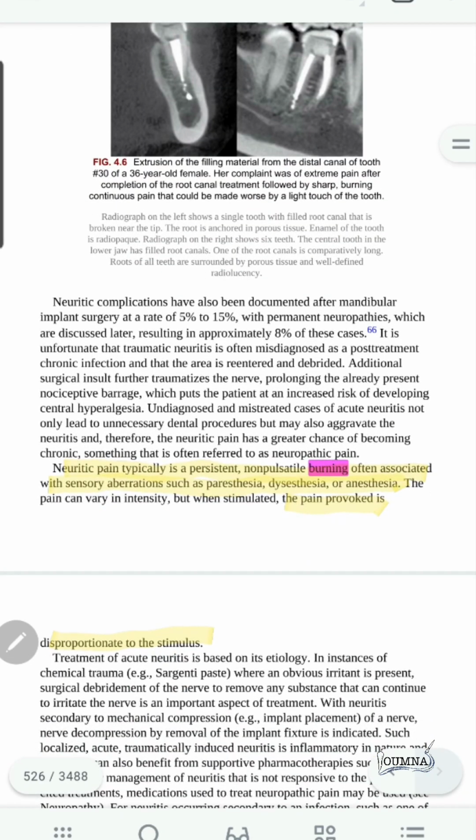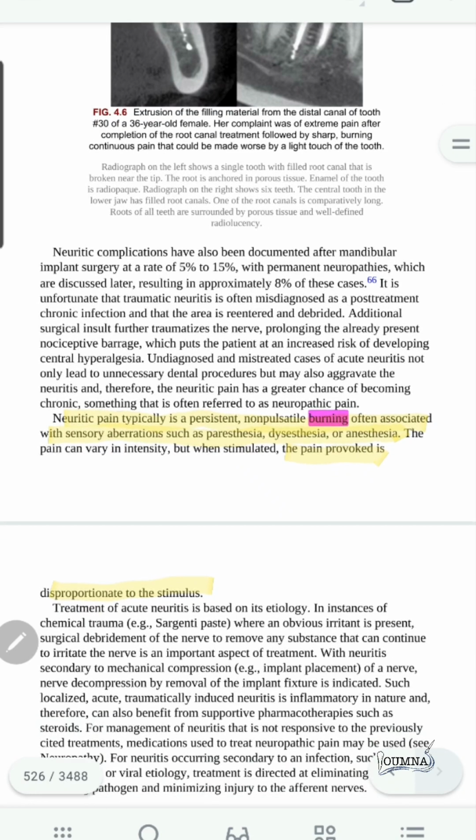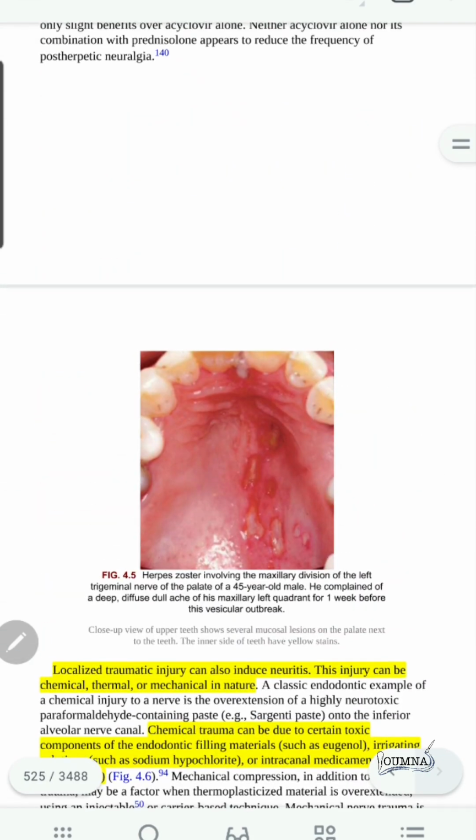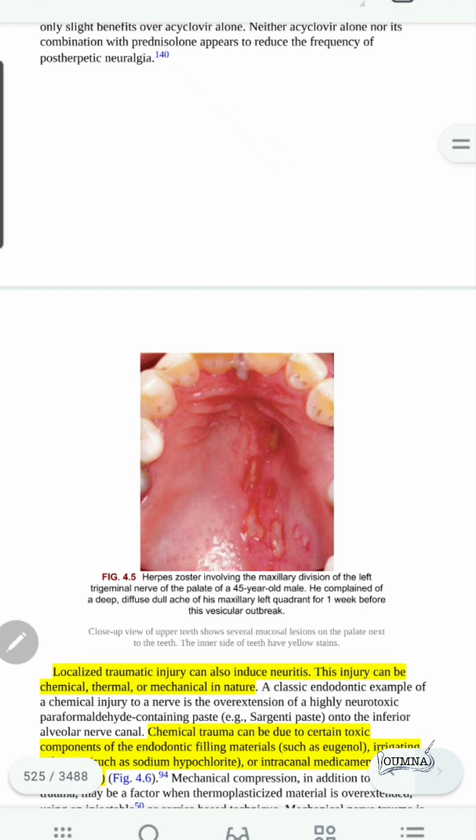and it can be associated with aberrations such as paresthesia, dysesthesia, and anesthesia. The pain provoked is disproportionate to the stimulus, which means that a small stimulus can cause high intensity pain. Here they are saying that some viruses, like herpes zoster, can be involved in trigeminal nerve inflammation.